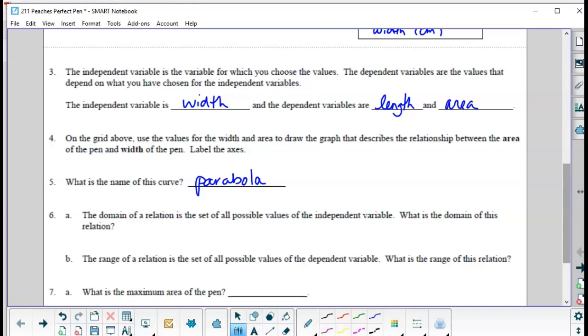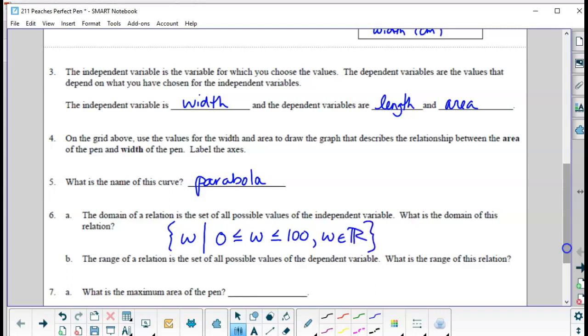For any parabola, the domain is actually all real numbers, but in this case, it doesn't make sense to have a negative width or a width more than 100. So in this case, W for our width, all values of W, where W is greater than or equal to 0, less than or equal to 100, and an element of the set of real numbers.